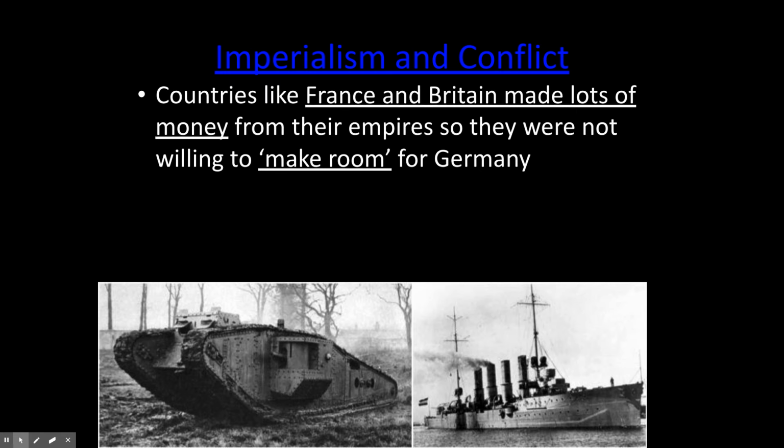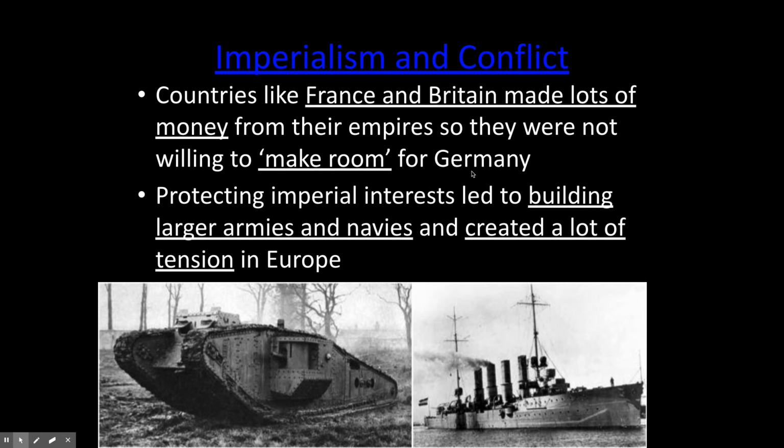So France and Britain are making lots of money. They don't want to make room for Germany. Germany's angry. And knowing these things, in order to protect your colonies, you need to have a big military. You need to have a big navy. And this is creating a lot of tension. These big militaries, all this flexing, people are starting to get worried. They're starting to sweat each other.